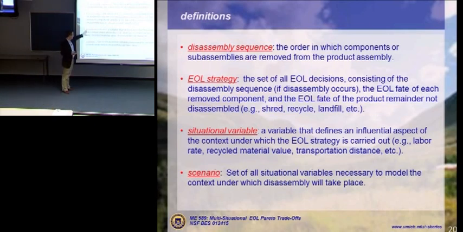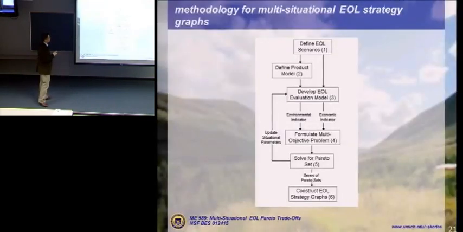Situational variables I've defined already. It's like your transportation costs. The scenario is your collection of all situational variables. Okay. So this is a lot easier than the 6-step process, just a graph, right? So you need your scenarios, you need your product model, you need your evaluation model, which gives you environment and cost. Then you make your optimization problem, solve it, and then try to interpret it. I mean, it's pretty easy, just the devil's in the detail.